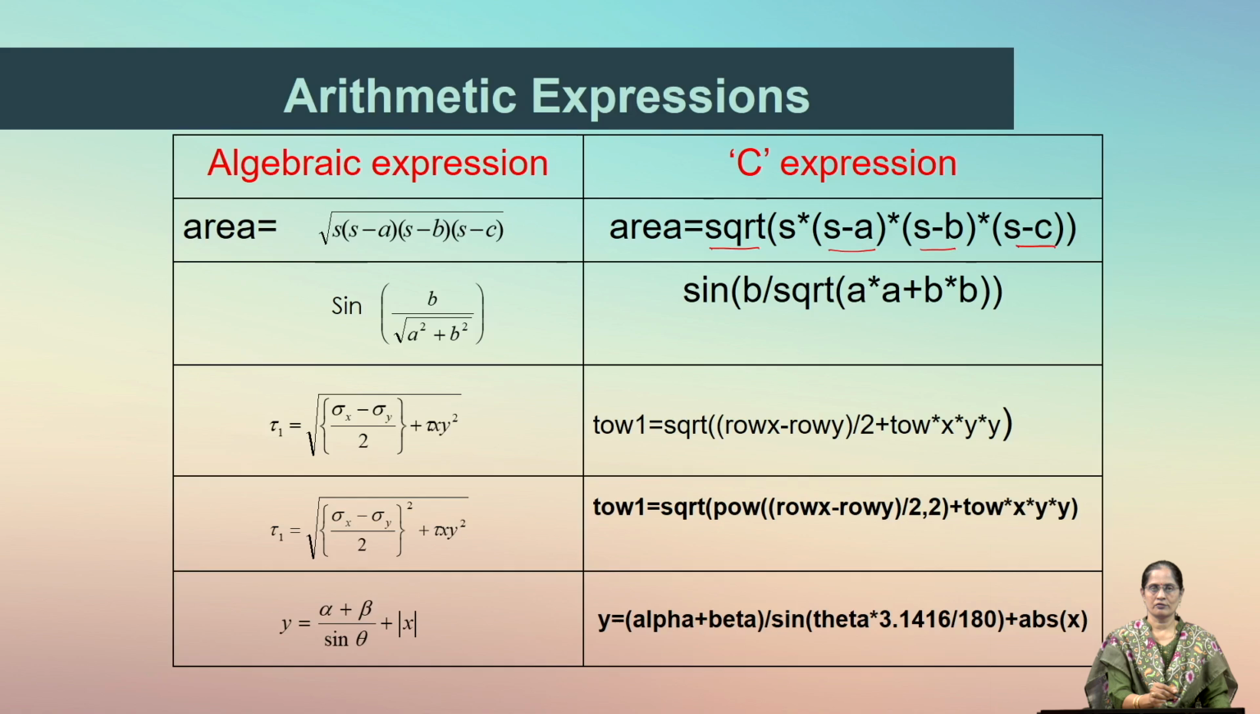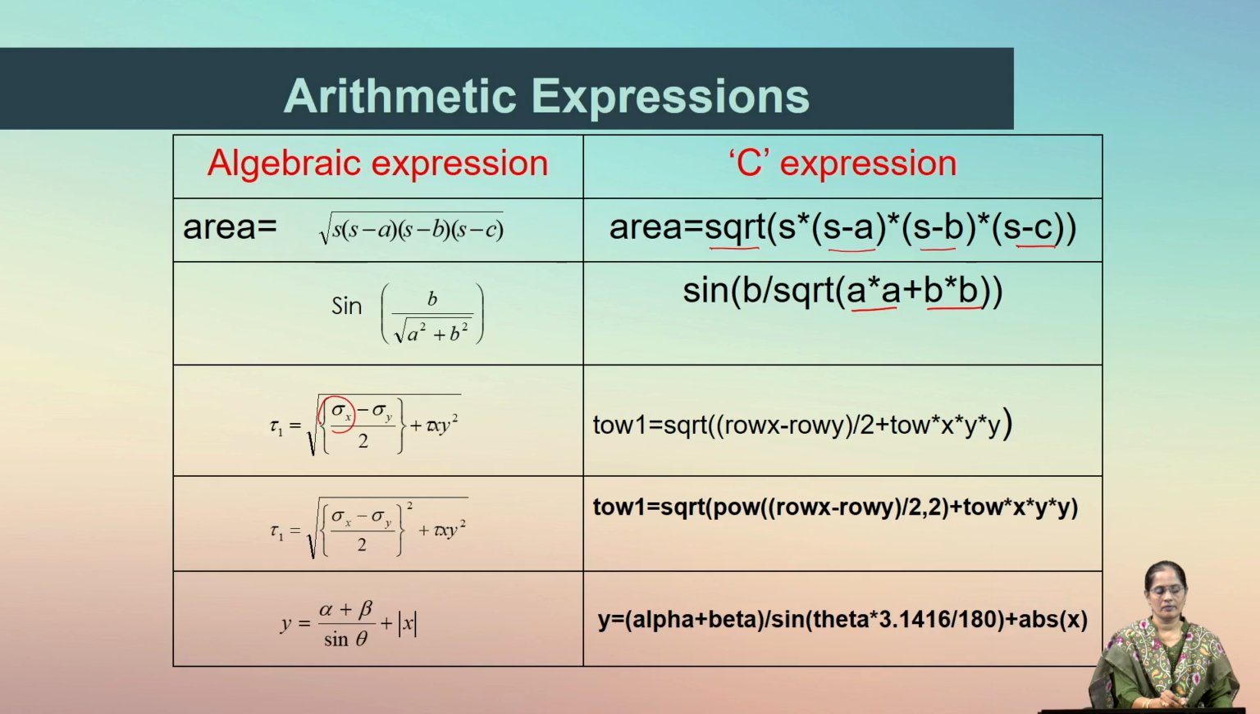Then sine of B by root of A square plus B square. Again we do not have a square computation, so it must be written as A asterisk A plus B asterisk B, and the square root has to be evaluated using the SQRT function. Then the sine function will evaluate the whole thing as sine of B slash SQRT of A asterisk A plus B asterisk B.